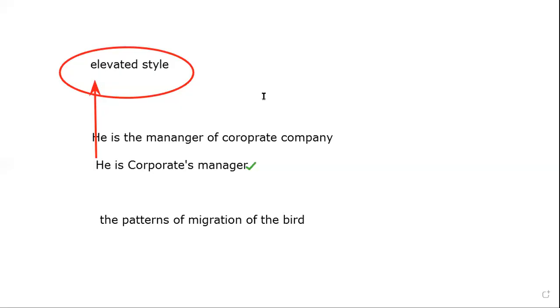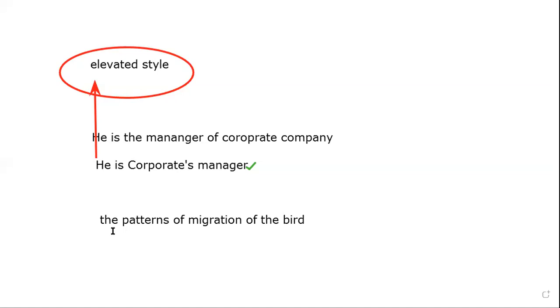Again, elevated style. When I say, he is the manager of the corporate company, that's a long sentence. I can make the style more elevated. So I'm going to say, he is corporate manager. That's elevated style.